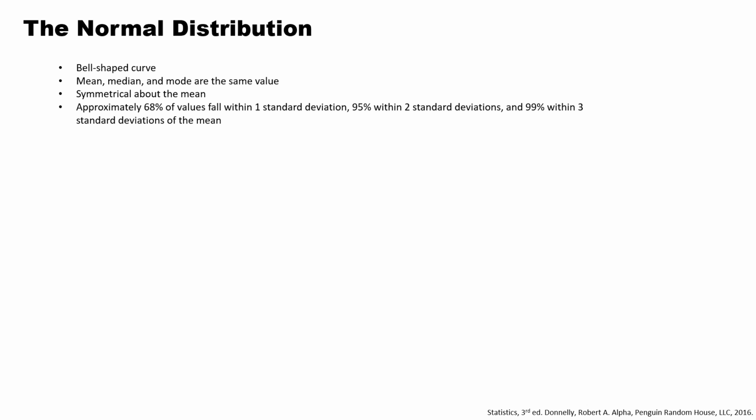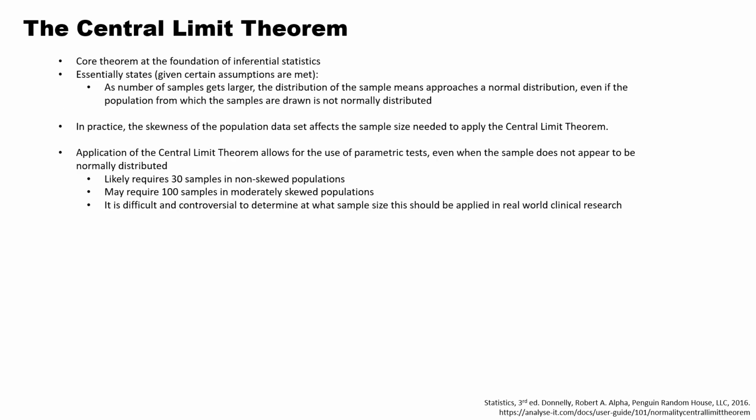And so this is a very specific data distribution, and many data sets that we're going to be working with in retrospective clinical research are not going to fit a normal distribution. So the question is, how do we deal with these data sets that have non-normal distributions in terms of selecting a parametric or non-parametric test? Important to this question is the central limit theorem.